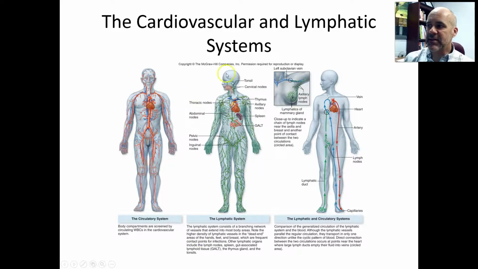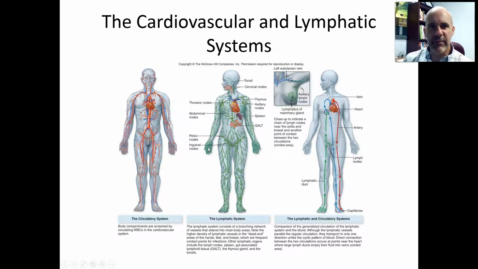Then the lymphatic system is highlighted here by all these green vessels that you see here on the diagram. Now that's not a circulation. The lymphatic system includes fluid that is draining off of your tissues, and it's a one-way flow back towards the bloodstream. And so we'll talk a little bit more about that as we move through this video lecture.